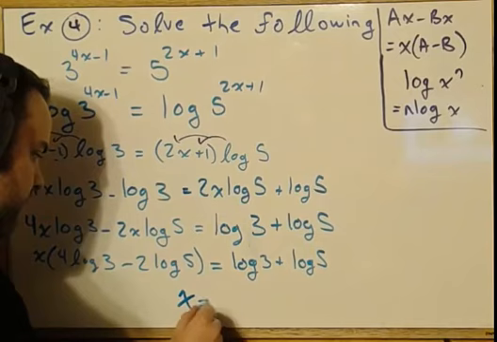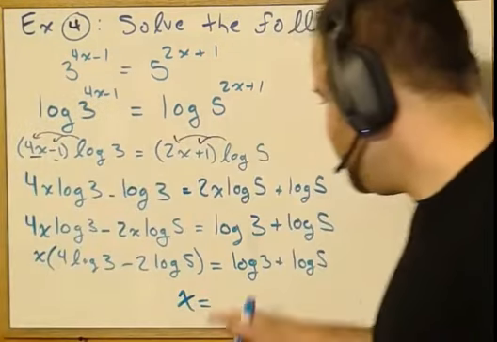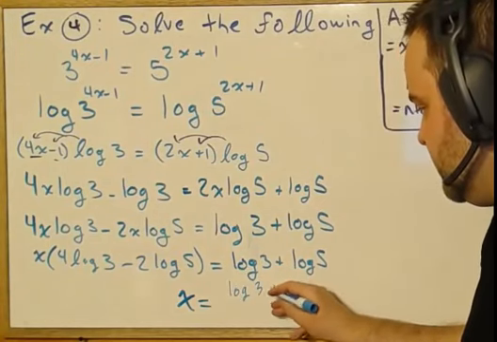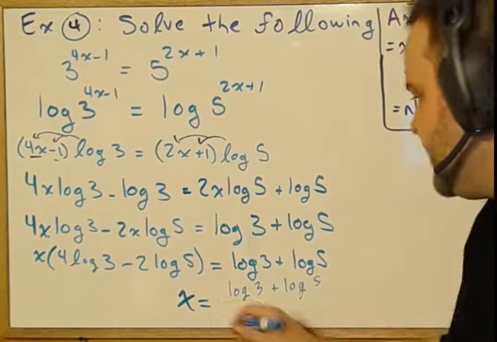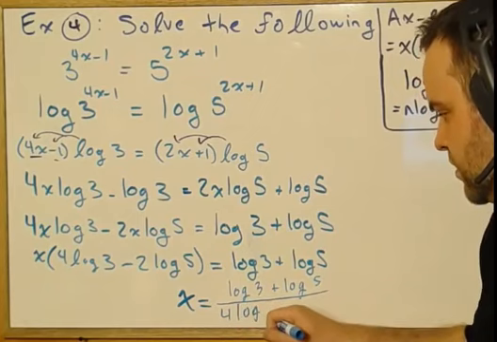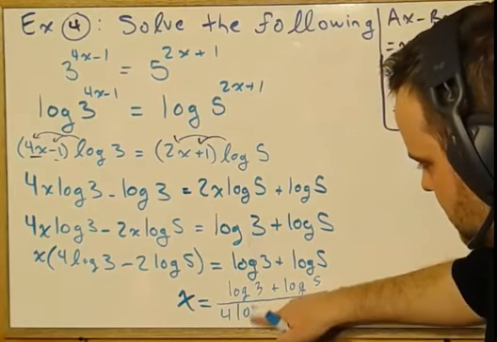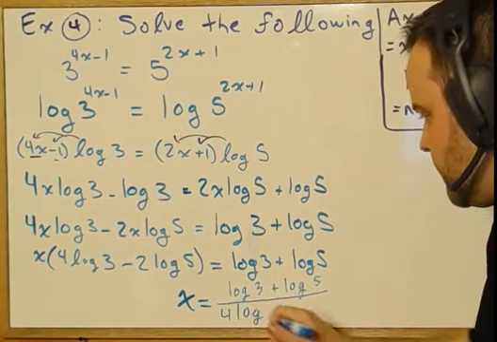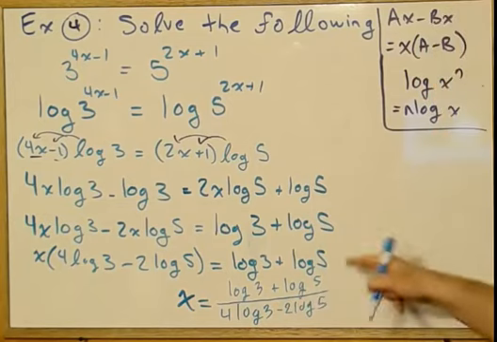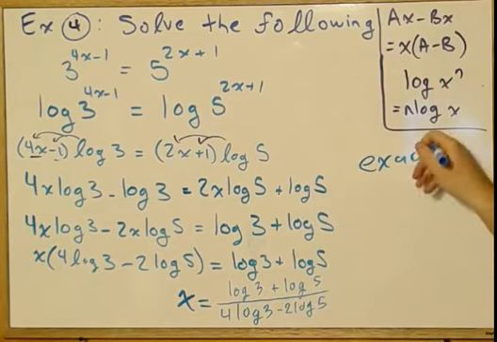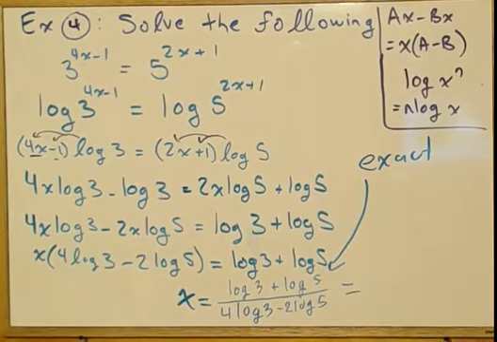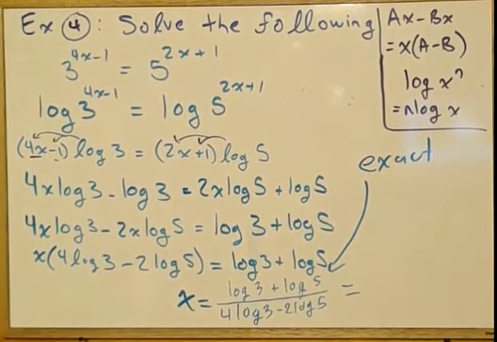So what does that give us? Well, x will be equal to what? In the numerator, we're going to have log of 3 plus log of 5. And then in the denominator, we're going to have 4 log of 3 minus 2 log of 5. So this is the exact answer for what it is. And if you would like, you can go ahead and type this into your calculator.